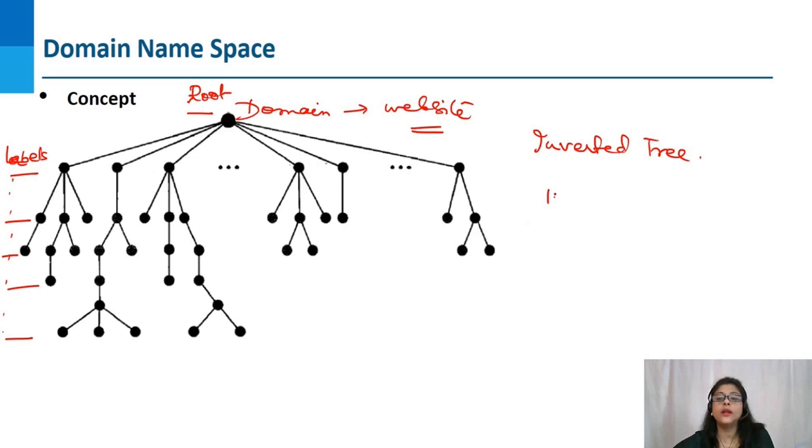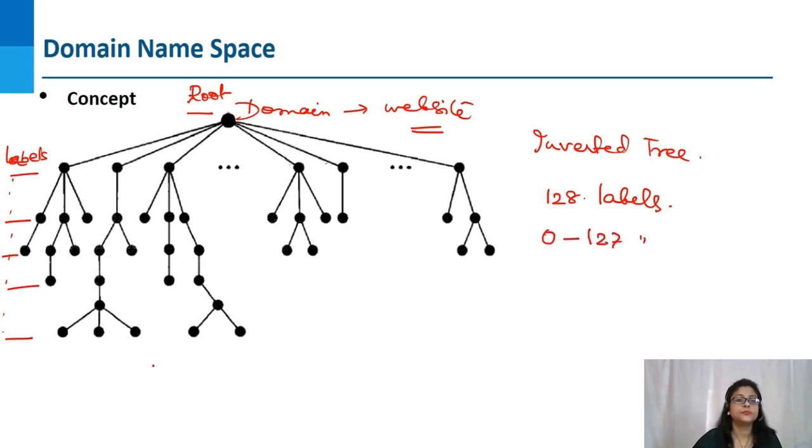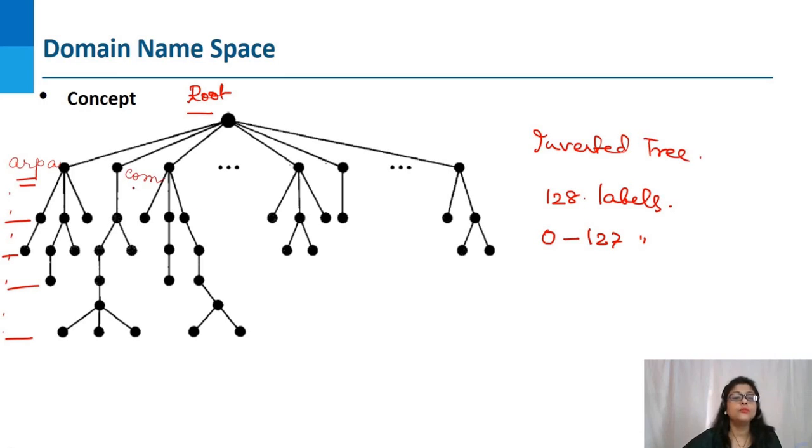There can be 128 levels. So starting from the root, we have 0 to 127 levels. For example, after the root level, we can have ARPA. This is one level. We can have COM. We can have edu. We can have org. We can have add. We can have ZW, like this.